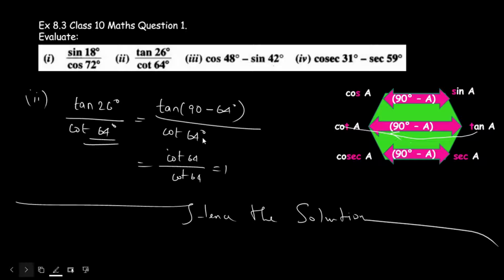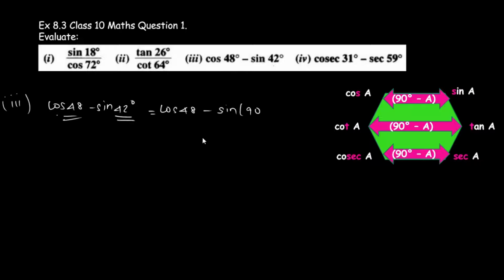And the third subdivision. Cos of 48 minus sine 42 degrees. Here, write 42 in terms of 48. Transform 42 in terms of 48, which is very simple. Sine of 90 minus 48 is 42 degrees, so transform this 42 as 90 minus 48.